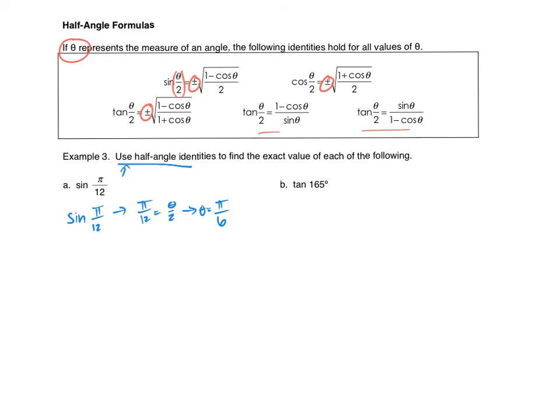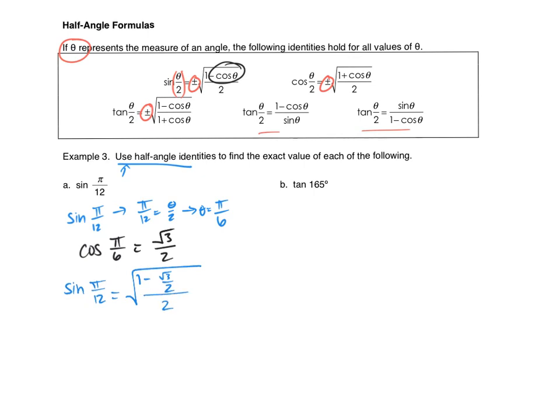Because my sine half-angle identity involves cosine, I need to figure out the cosine of pi over 6. The cosine of pi over 6, otherwise known as 30 degrees, is square root of 3 over 2. Now, I get to plug this in, and I get to use my identity. So the sine of pi over 12 is going to equal the square root of 1 minus the cosine of theta, which is root 3 over 2, and then the denominator in that is 2.